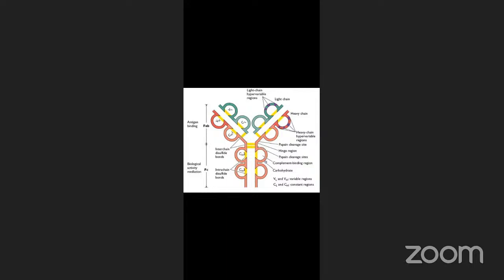The heavy chain varieties are alpha, gamma, mu, delta, and epsilon. And the light chain varieties are the kappa chain and lambda chain. These chain names are there for the heavy chain and light chain. The two ends of antibodies are the amine terminal and the carboxylic terminal.